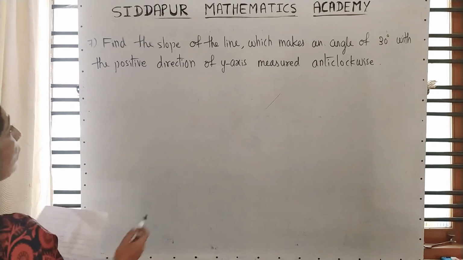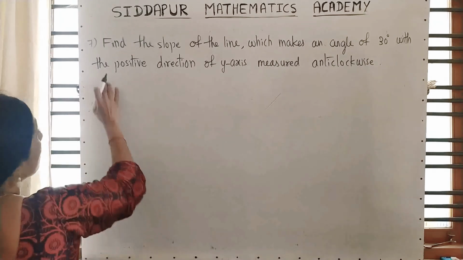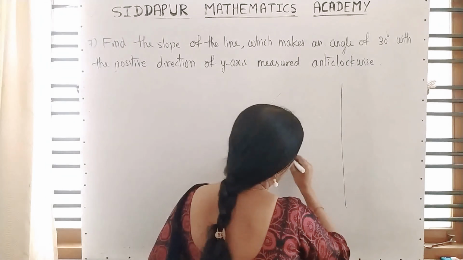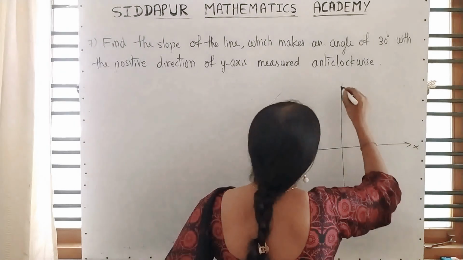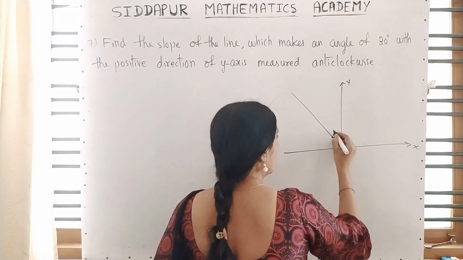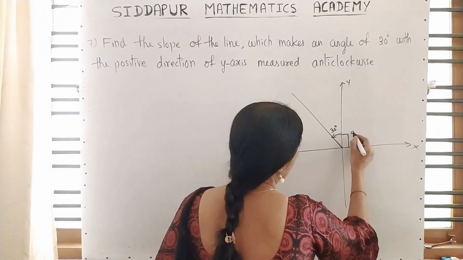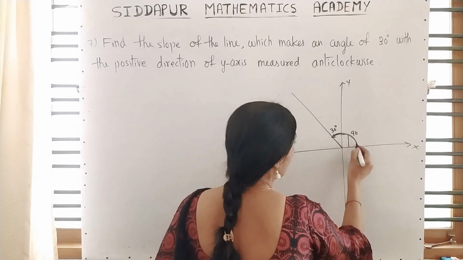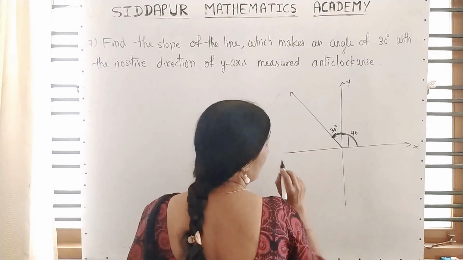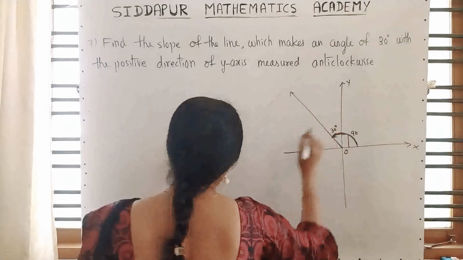See the next question. Find the slope of the line which makes an angle of 30 degree with the positive direction of y-axis measured anti-clockwise. See, it makes an angle of 30 degree with y-axis. But from here to here it is how much? From here to here it is 90 degree. That means total it is 90 plus 30, that is 120 degree. Understood? Like this we have to solve. This is a basic concept.